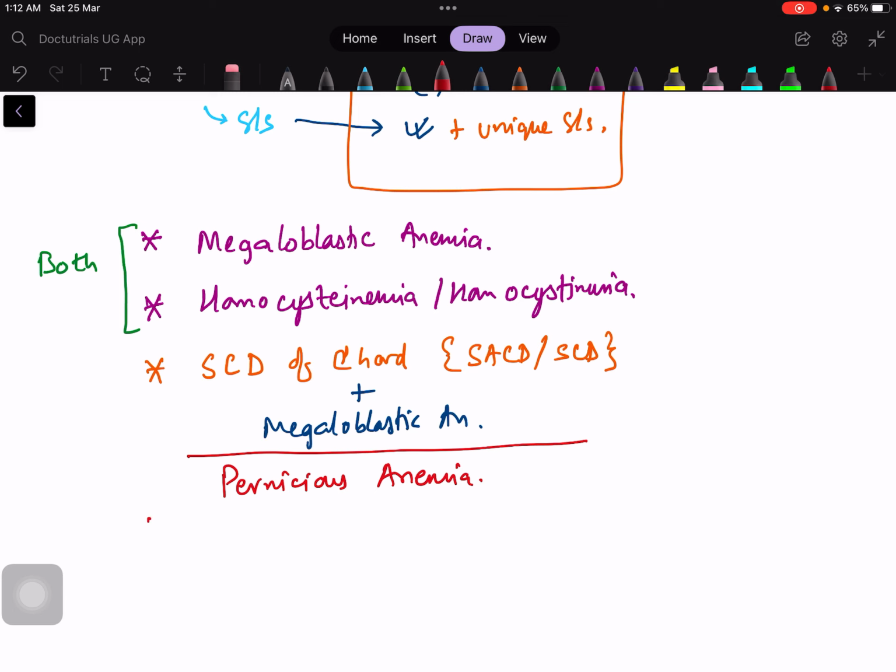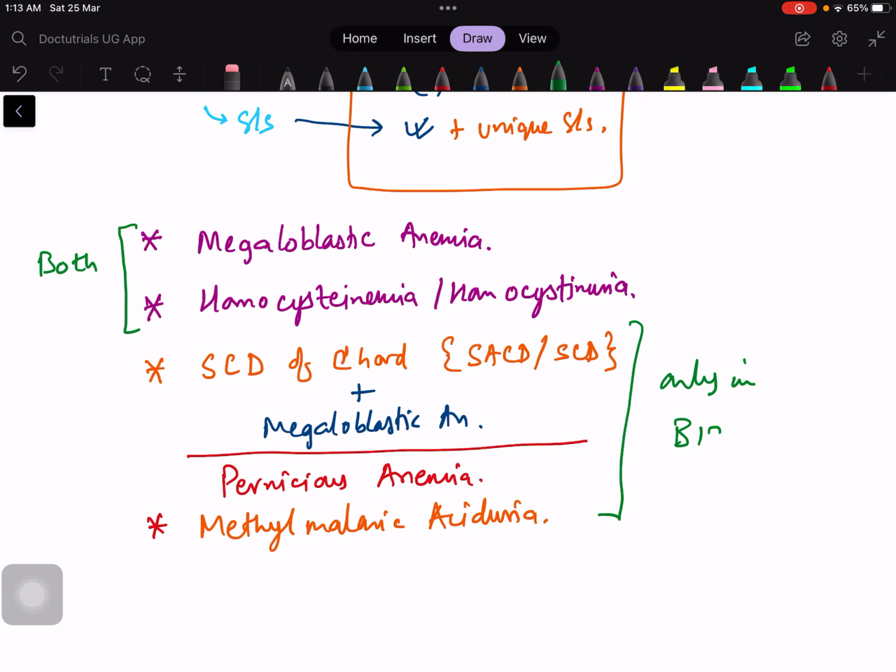So in the question, the term pernicious anemia can also be there. And the second thing that you will see is methylmalonic aciduria. These two will be exclusively seen only in B12 deficiency. So clinically now our picture becomes clear. Only megaloblastic anemia plus homocystinemia or homocystinuria, then it is most probably B9. But if along with that we also see the neurological features and methylmalonic aciduria is also there, then it becomes B12 deficiency.